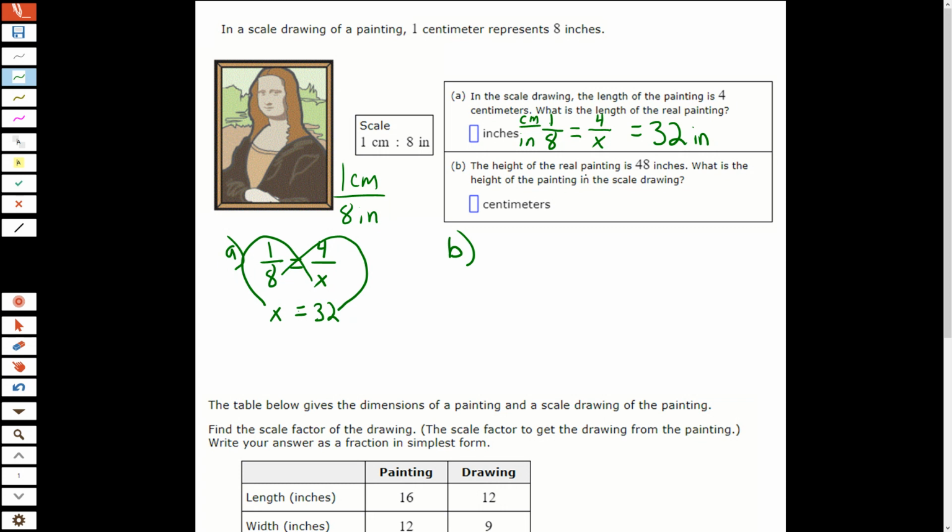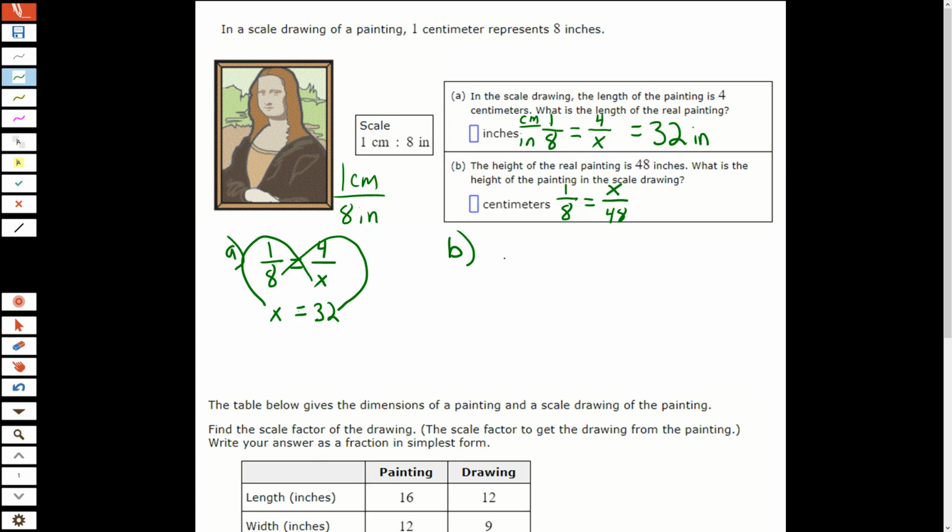The height of the real painting is 48 inches. Okay, so I'm going to use my same ratio here, 1 over 8. I know that it's centimeters over inches, but this time it tells me what my inches are, and that corresponds with my denominator. So I'm going to write 48 on the bottom, and now I'm looking for what is the height of the painting in the scale drawing, looking for x.